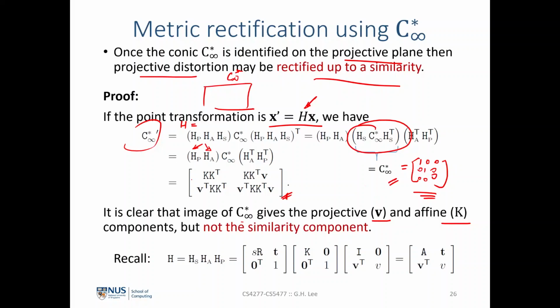But we will be able to express this once we observe this guy here, C infinity star prime on the image. Then we'll be able to make use of this information to compute the projective transformation, to find out what V is here, as well as to find out the affine component K from this equation. Recall that the decomposition here is given by these three terms: this is HS, the similarity transform, this is HA, and this is HV here. What we're interested in is to find V and K in our computation here.